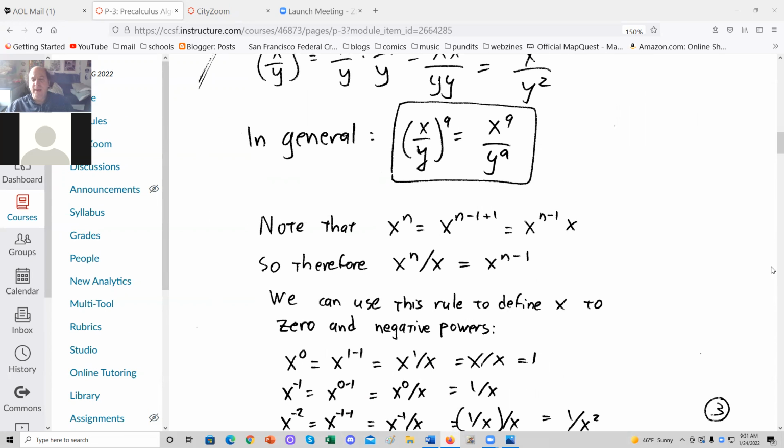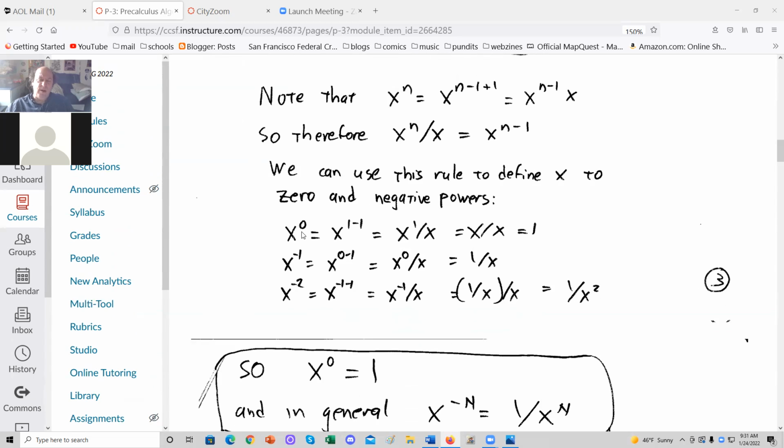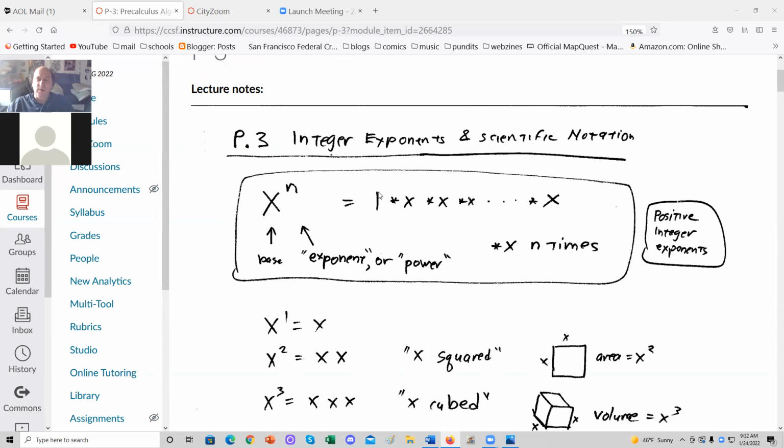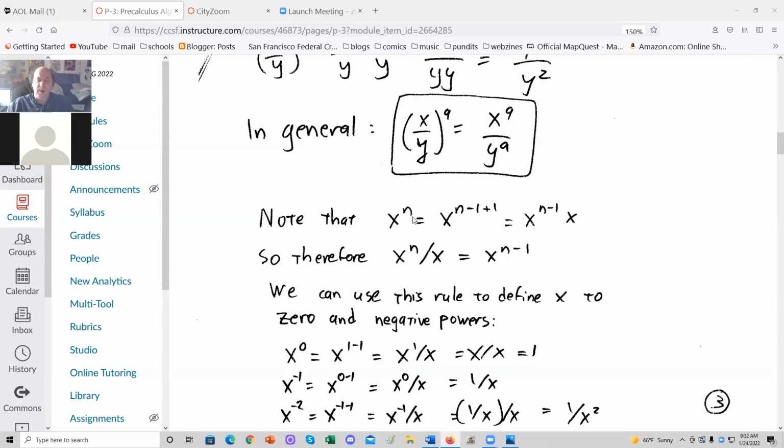Now, if you have a power, the next power is the previous power times x. So x to the n times x is x to the n plus 1. We can use this rule to help us define x to 0 and negative powers. X to the 0, well, that should be x to the 1 minus 1. That'll be x to the first divided by x, which is x over x, which is 1. X to the 0 should be 1. That makes sense if we go all the way back here. X to the 0, we start with a 1, then we multiply by no x's, which equals 1.